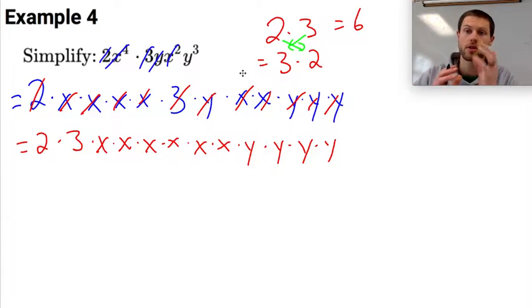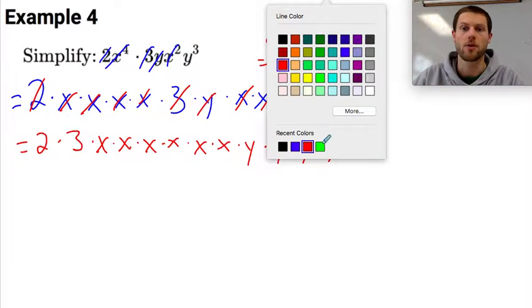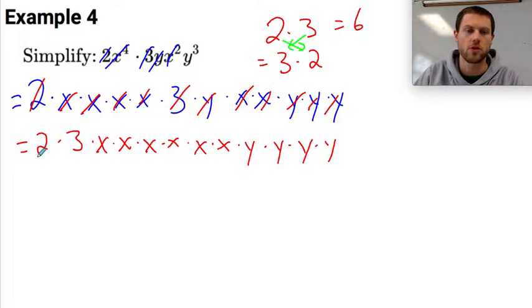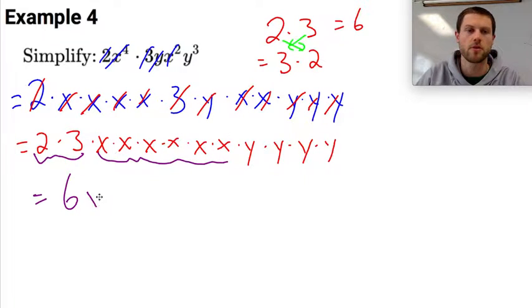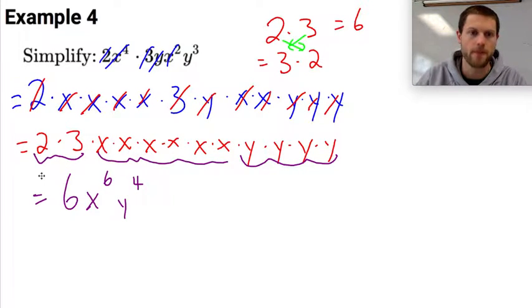Now that I've sorted this into a nice way, let's multiply the common stuff. And what do I mean by that? Well, I have a 2 times 3. Those are numbers that I can multiply. So this is just 6. Over here, I've got x being multiplied by itself 1, 2, 3, 4, 5, 6 times. So that is x to the 6th. And then I have y being multiplied by itself 4 times. So this is y to the 4th power. This is my final answer.